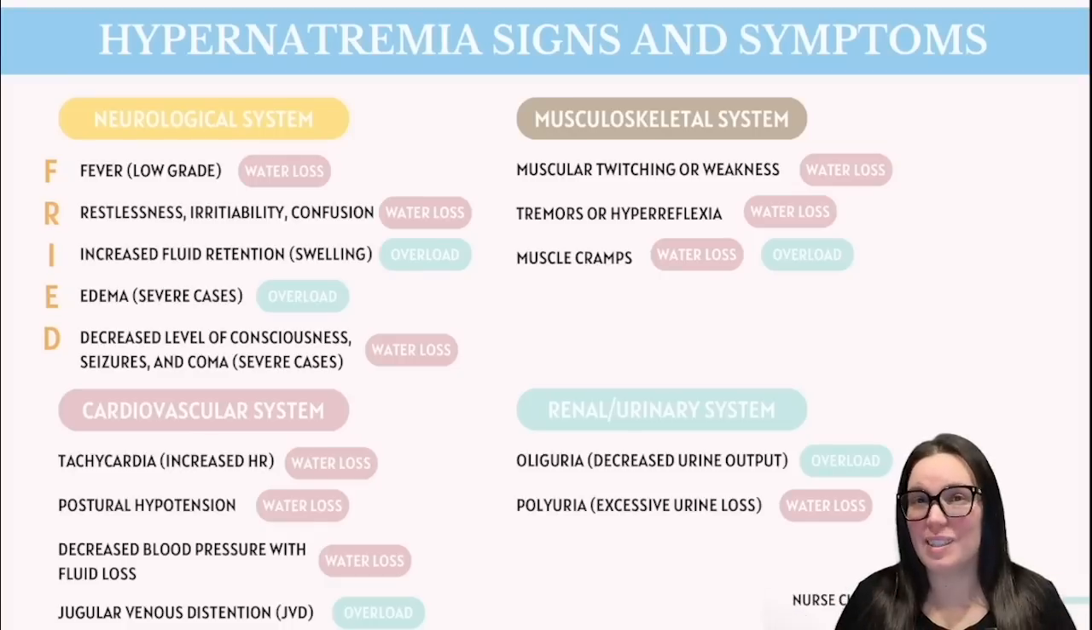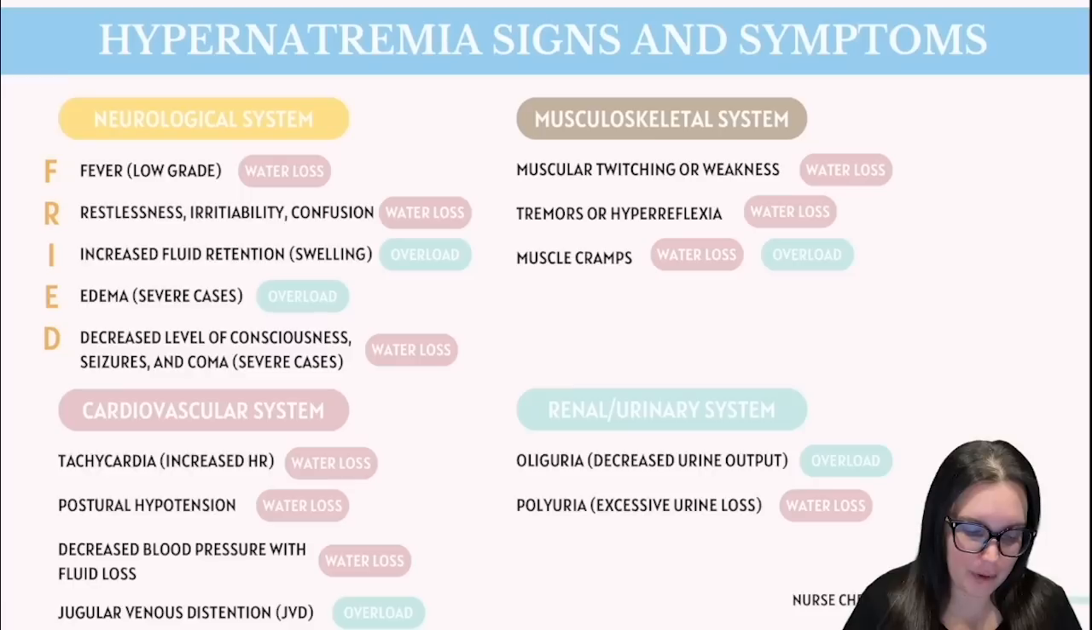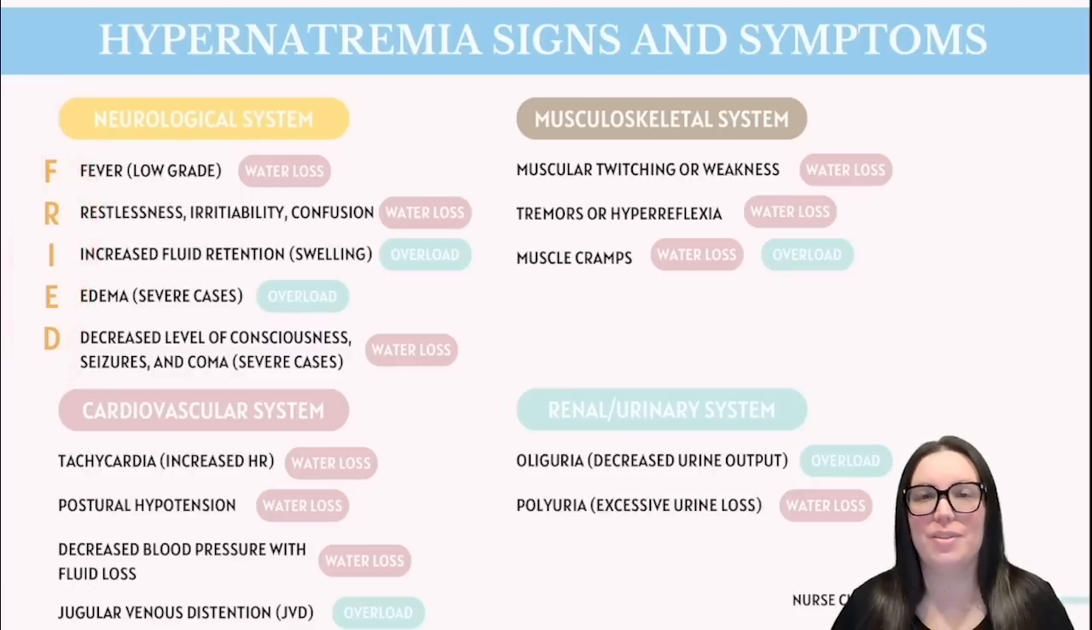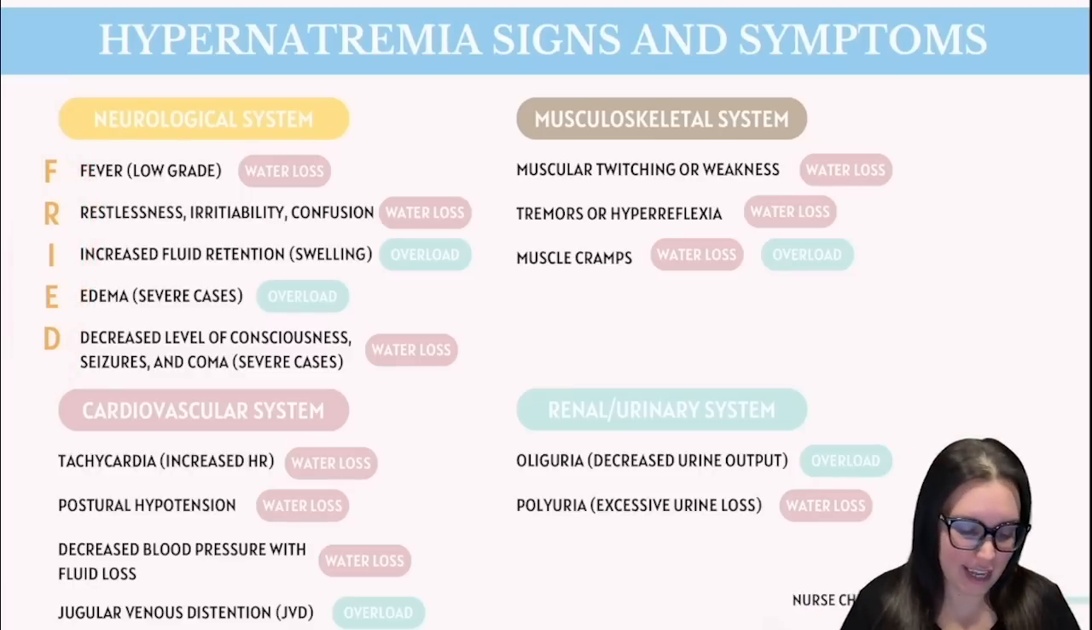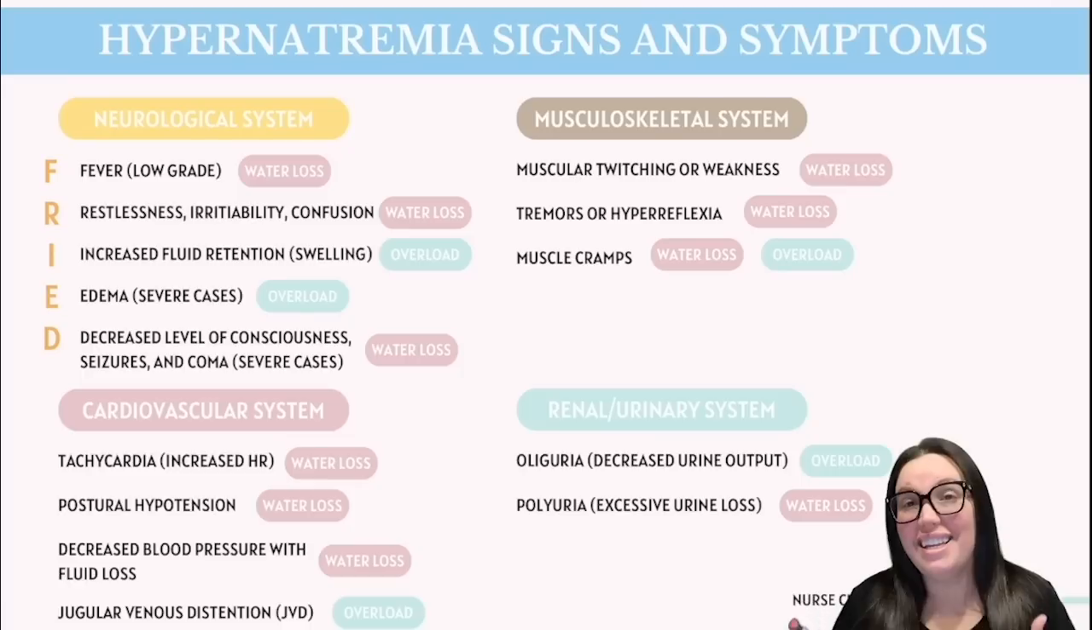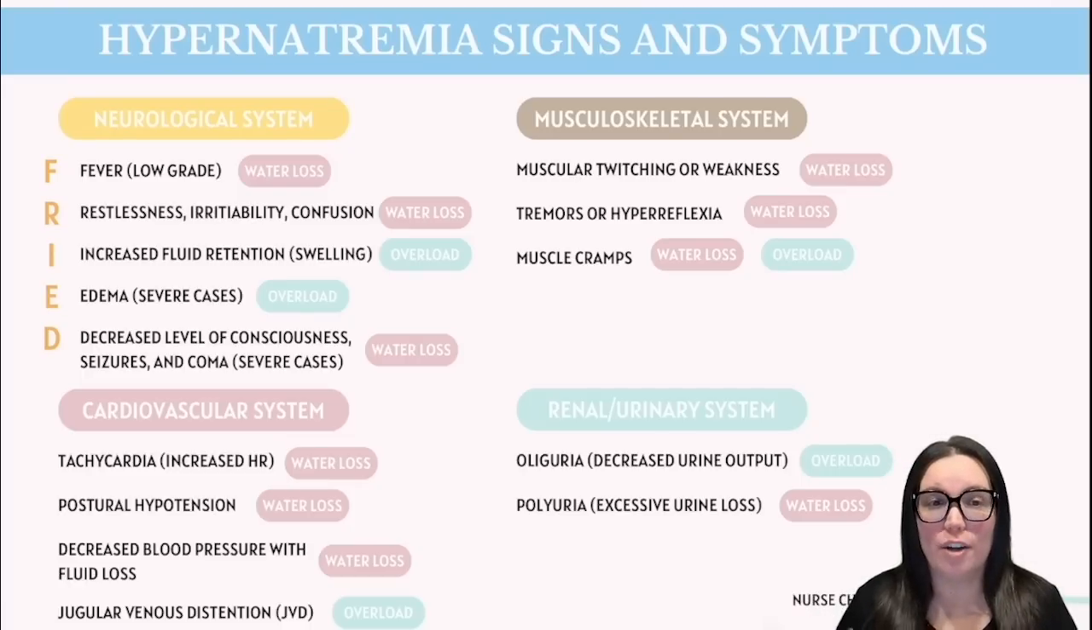So what signs and symptoms are we going to see with this condition? Starting with the effects on the neurological system, we use the acronym FRIED in order to remember the different symptoms here. The F stands for fever. So your body gets dehydrated in water loss types of situations, and it causes the loss of water from the cells, including those that are found in our brain.